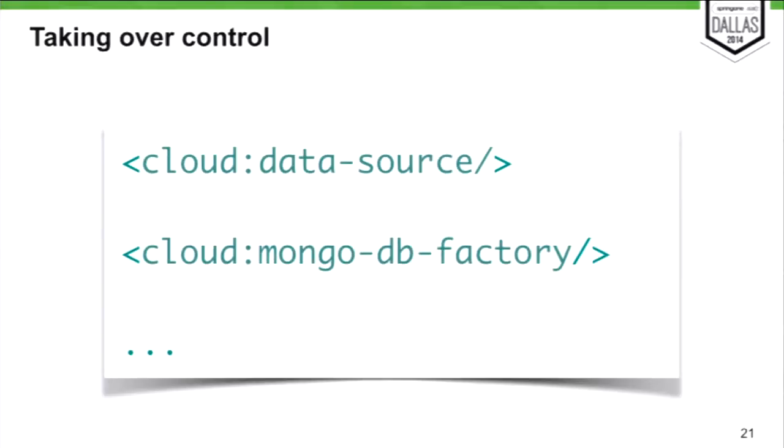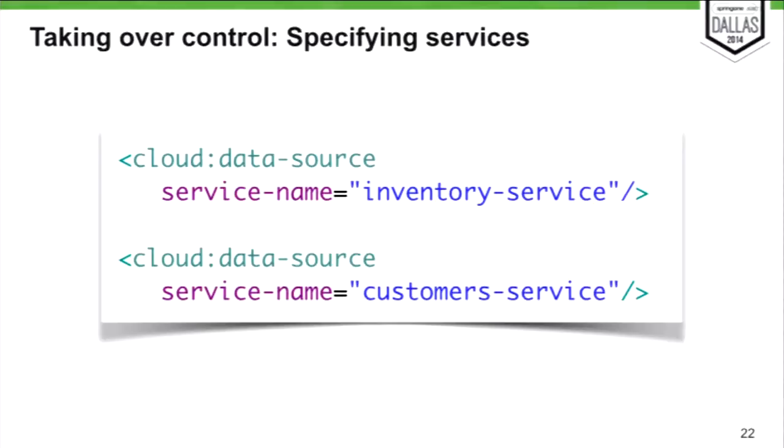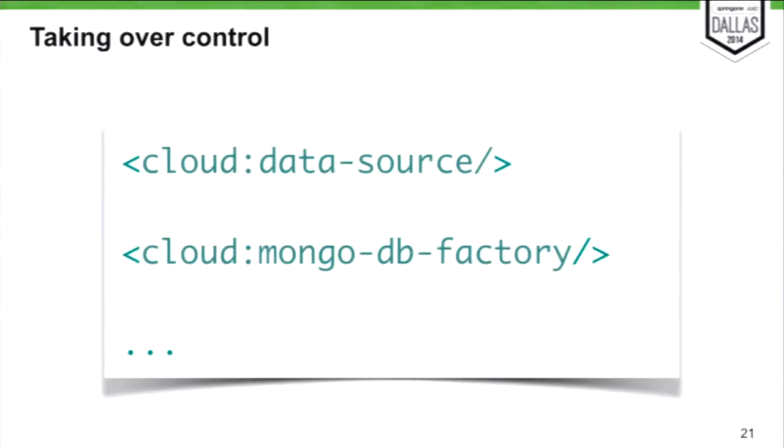If you want to use explicit configuration, then you use the cloud namespace with data source or MongoDB factory, and there are a bunch of others, RabbitMQ and so on. If you want to provide a service name, so in this case two data sources binding to one or other service, you specify the service name. By the way, if you don't specify anything here, it expects one service of that particular kind as usual.